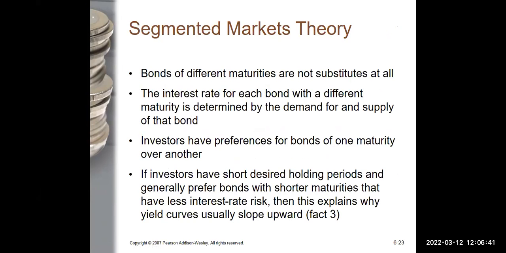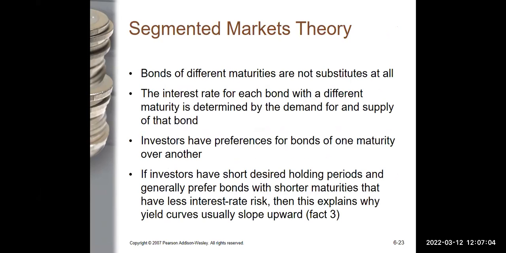So bonds of different maturities are not substitutes at all. The interest rate for each bond with a different maturity is determined by the demand and supply of that bond separately. You don't add them together to find the long-term interest rates. Here you just find the yield on every different bond on the basis of its demand and supply.